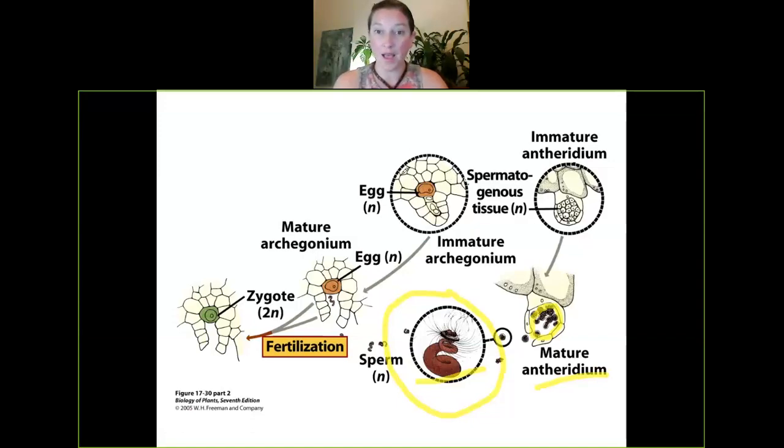And the egg is inside of the archegonium. Here's the mature archegonium. Here's the egg. And what do you know? Here is the sperm. The sperm's going to swim, swim, swim, swim. Boom. Fertilize the egg. And when that happens, we call that fertilization. And as soon as that happens, immediately we have the new sporophyte generation, the diploid or 2N zygote.